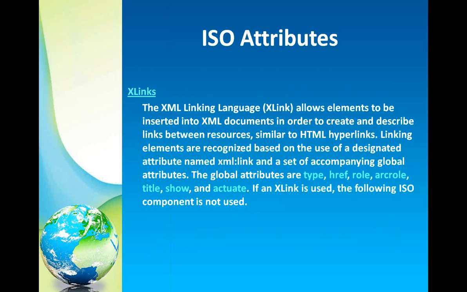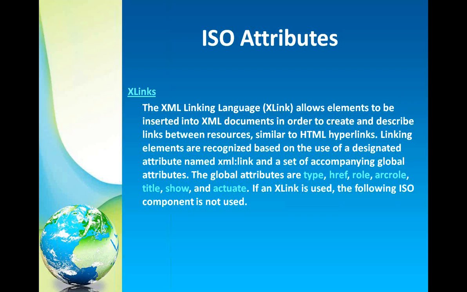Now, X-links, you don't have to use that just within one document. You can link to things external. The XML linking language, X-links, allows elements to be inserted into XML documents in order to create and describe links between resources, similar to HTML hyperlinks. Linking elements are recognized based on the use of a designated attribute named XML:link and a set of accompanying global attributes. The global attributes are type, href, role, arc role, title, show, and actuate. Again, the ones that we'll most likely be using throughout the ISO are href and title.